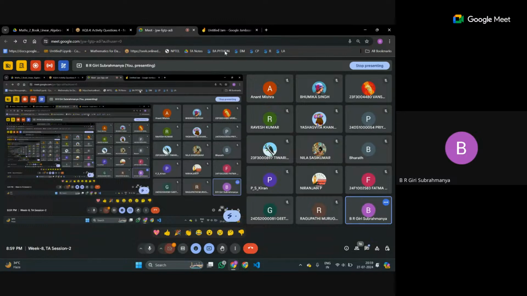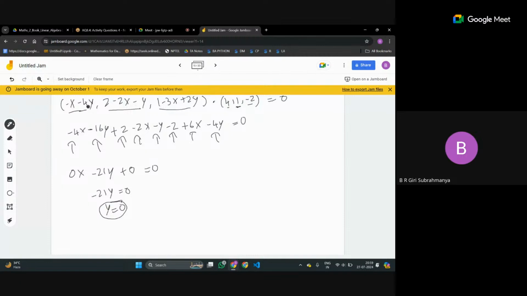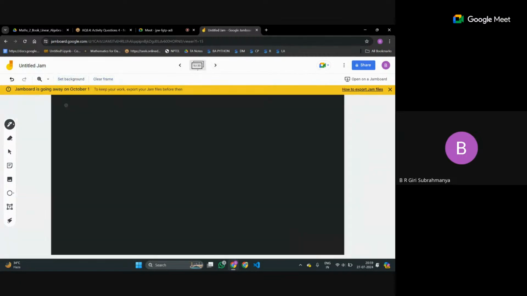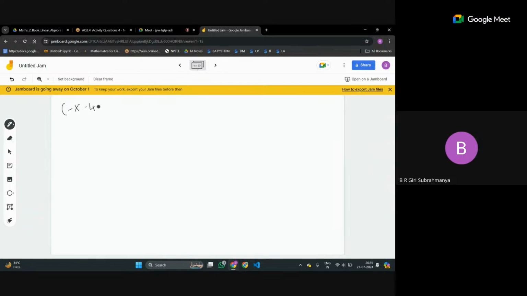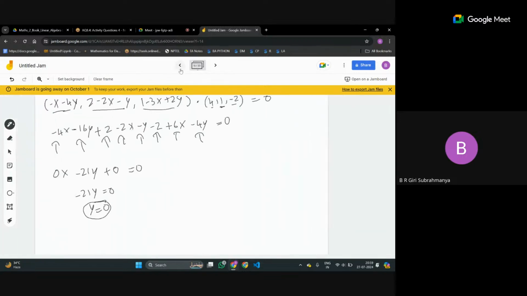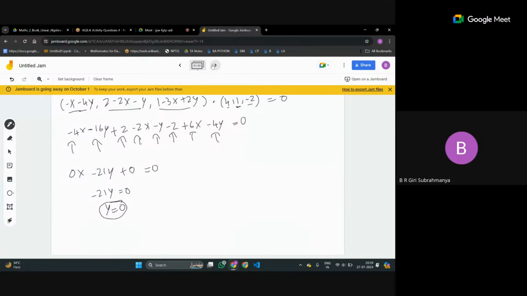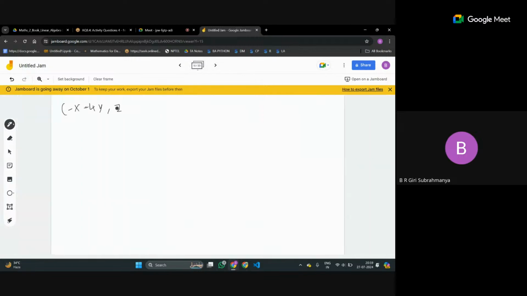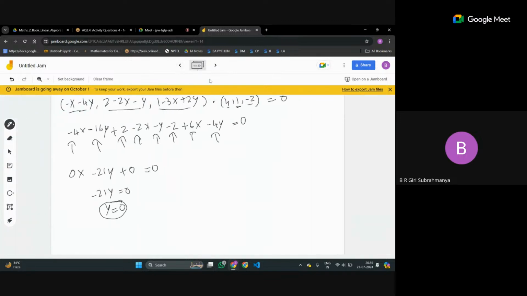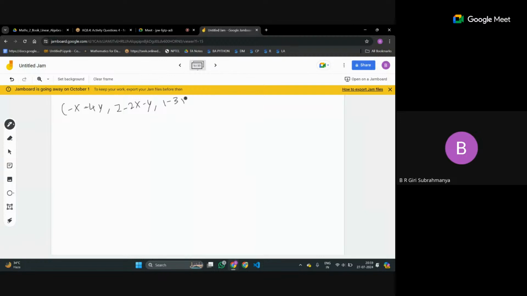Now this is your error vector, which is, let me write that again. Error vector is minus x minus 4y, 2 minus 2x minus y, then 1 minus 3x plus 2y. Now we have to substitute x and y. X is equal to 1 by 2. Y is equal to 0.